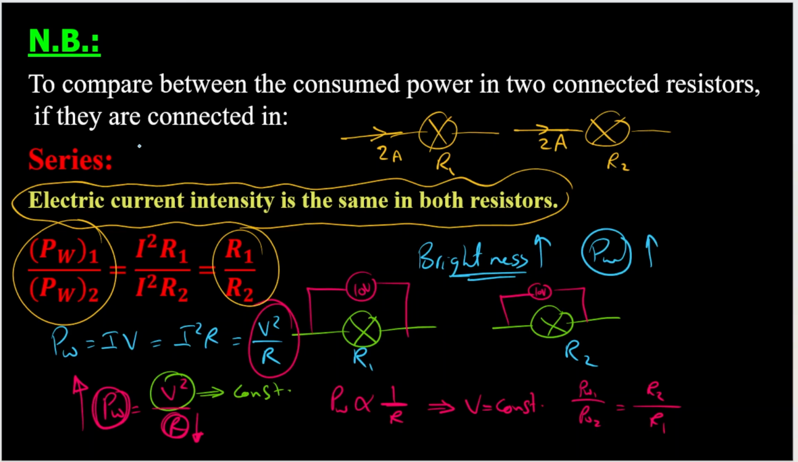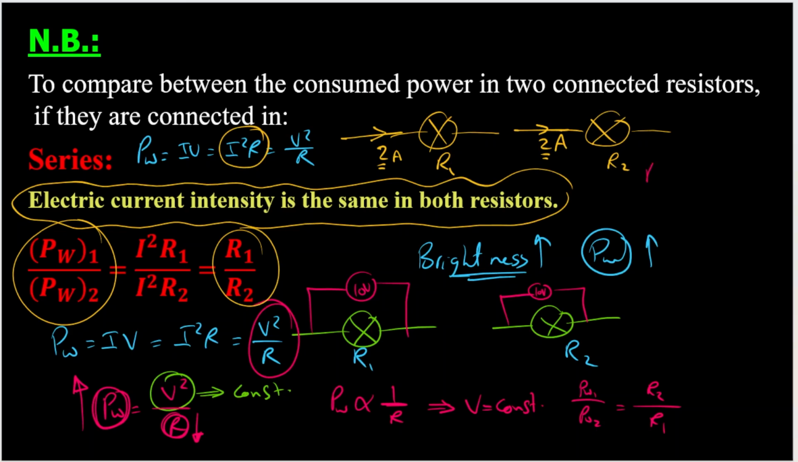So what is the smartest formula to be used in this situation? Is it I times V? Is it I squared times R? Is it V squared over R? In fact, this one. Why? Because the current intensity is the same.